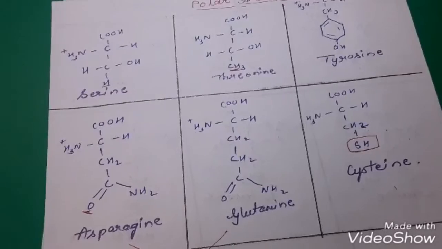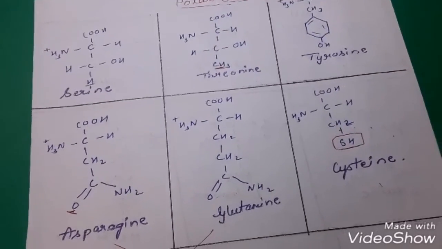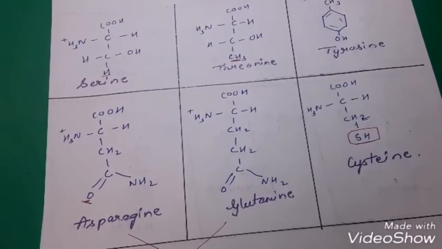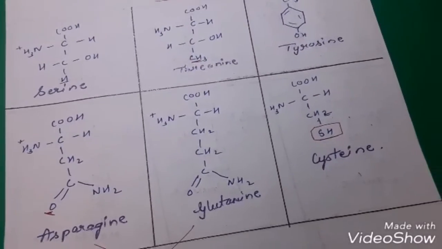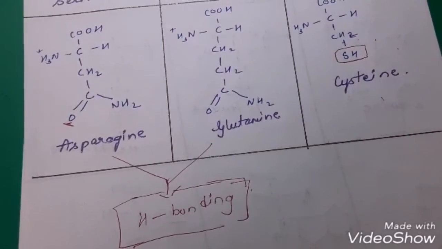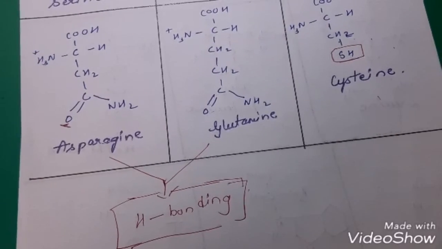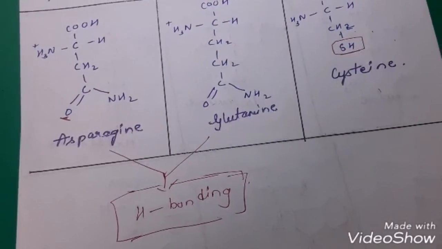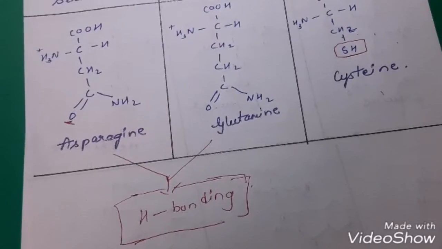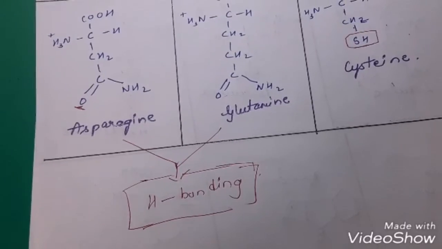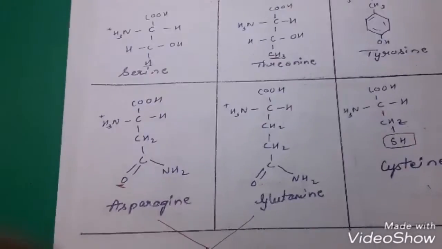We saw 6 of them: serine, threonine, tyrosine. Tyrosine is the amino acid which has an aromatic side chain. Next we saw asparagine, glutamine and cysteine. Cysteine has the sulfur group in it. So next for asparagine and glutamine, we have seen the common structure in this, that is the free carboxyl group. I have told you this free carboxyl group is free to make a bond with hydrogen. So asparagine and glutamine are free to make hydrogen bonds with any of the atoms.